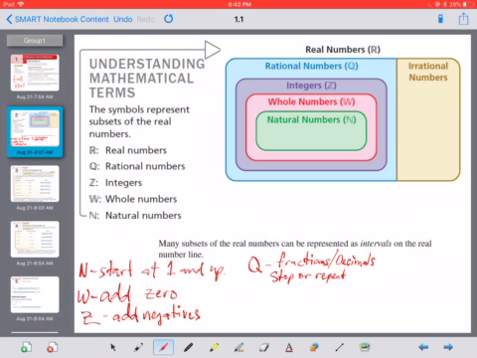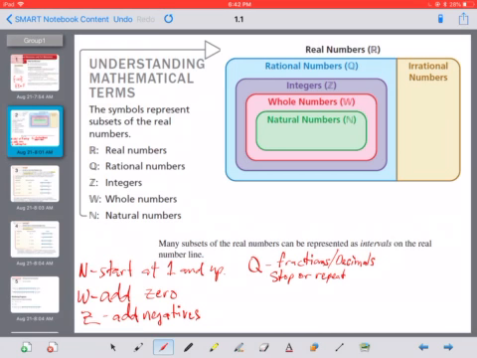So things like 0.5 stops. 1/2, same thing as 0.5, they stop. 1/8, 0.125, even though it's 3 decimal places, it stops. So that is a rational number. Even things like 1/3 or 0.3 that repeats forever. It's got the little bar on top of it, which means repeating. Those are rational numbers.